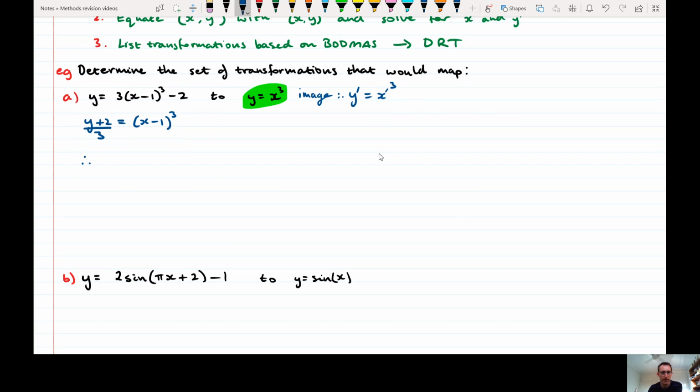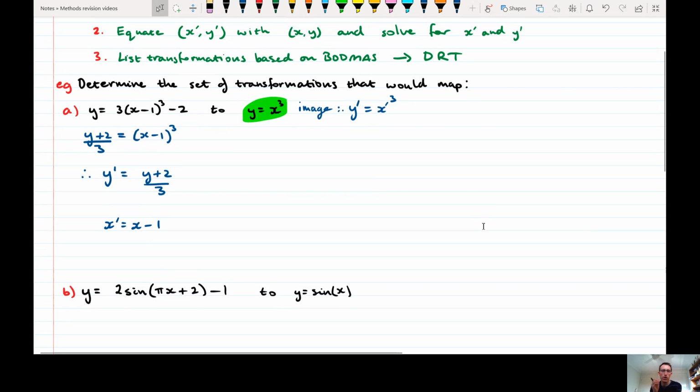So therefore, I say that y dash, this y dash here, is equivalent to y plus 2 over 3. And this x dash is equal to x minus 1. Now, in the instructions above, I said you need to get x dash and y dash by themselves. Notice they already are. So it means you can actually read what's happening to the original function to get across to the image.